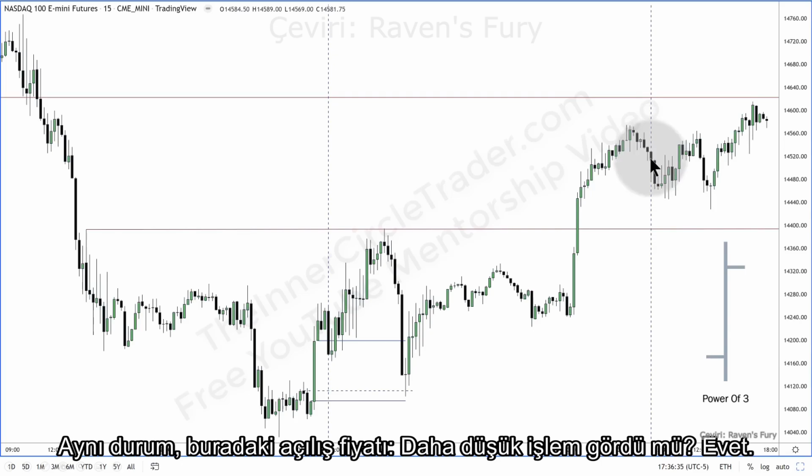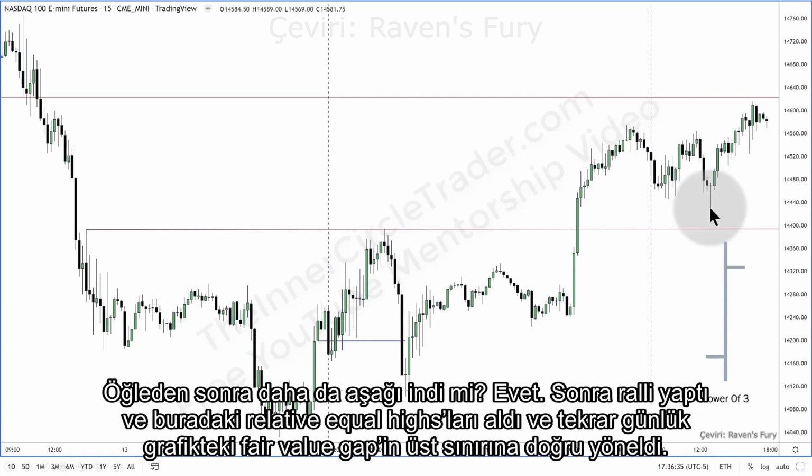Over here, same thing. Opening price here. Did we trade lower than that? Yes. Did it go even lower than that later on in the afternoon? Yes. And then it rallied, taking out the relative equal highs here, and again gravitating towards that upper end of that fair value gap on the daily chart.